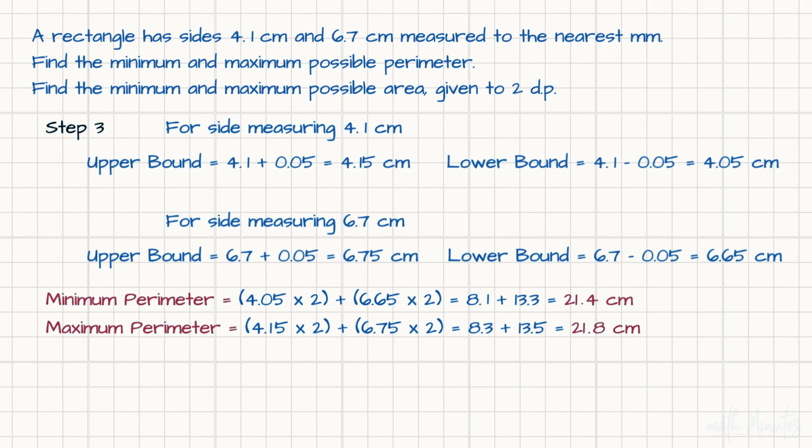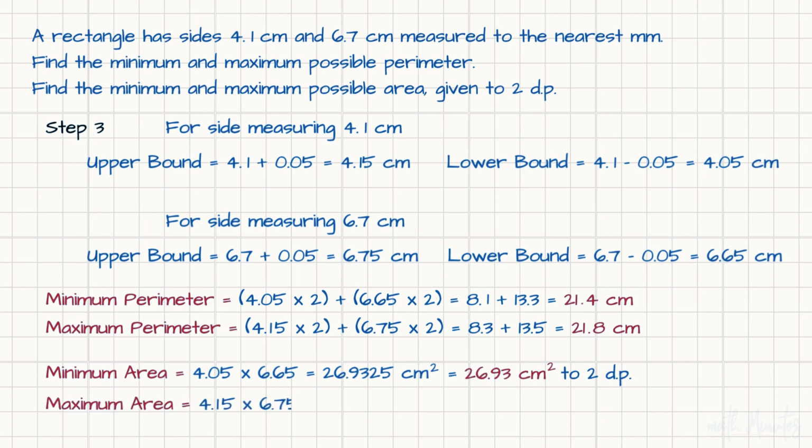To find the minimum possible area, we use the lowest possible values that the sides of the rectangle can be in our calculation for the area. 4.05 times 6.65, which equals 26.9325. But hold on, remember, the question asks for us to give our answer rounded to 2 decimal places, so we round the answer to 26.93 centimeters squared.